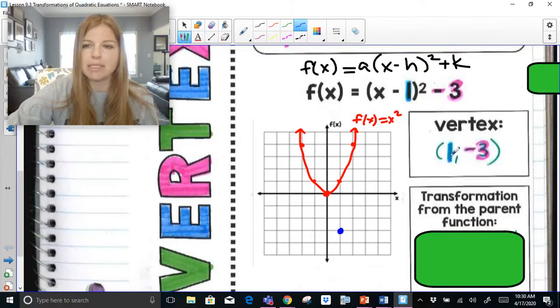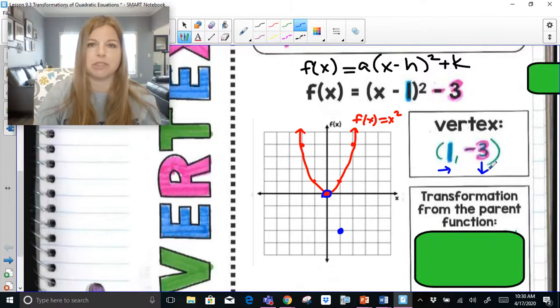Now, if that's the vertex, I want you to notice: look at the original parent function vertex. How does the parent function vertex go to this new vertex? It goes 1 to the right. So that's what this is saying, go 1 to the right. And then it's going 3 units down. The vertex is actually telling me what the transformation is.